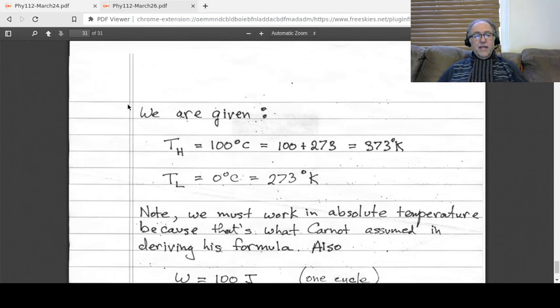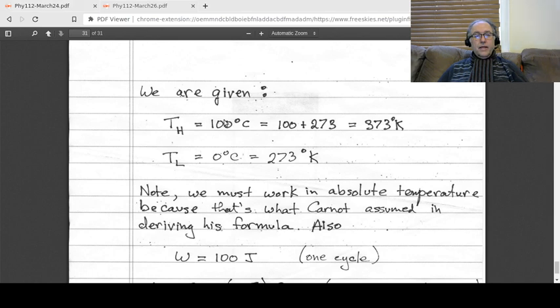All right, so the first thing is, what have we been given? We've been given that the high temperature is 100 degrees Celsius and the low temperature is 0 degrees Celsius. Carnot's formula, TL over TH, uses absolute temperatures, that's the way he derived it, so we have to work in Kelvin. So TH is 100 degrees Celsius, converted to Kelvin it's 100 plus 273, giving you 373 Kelvin. That's the temperature of the boiling water, the high temperature reservoir. And then TL, that's 0 degrees Celsius, which is 273 Kelvin, the low temperature reservoir.